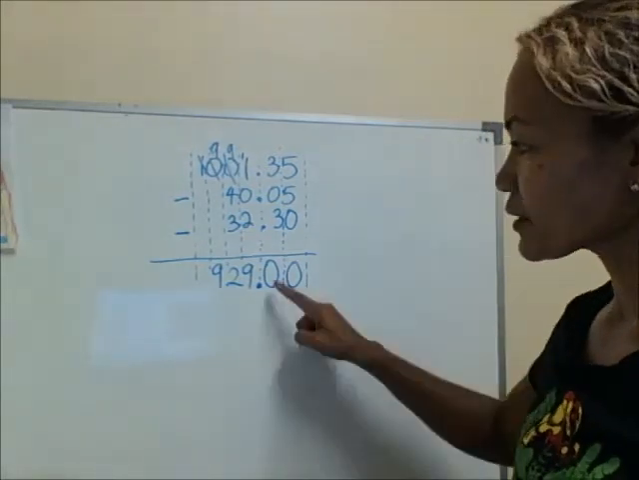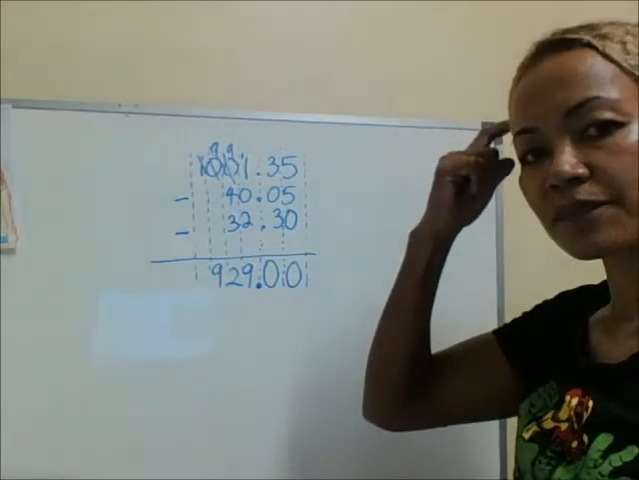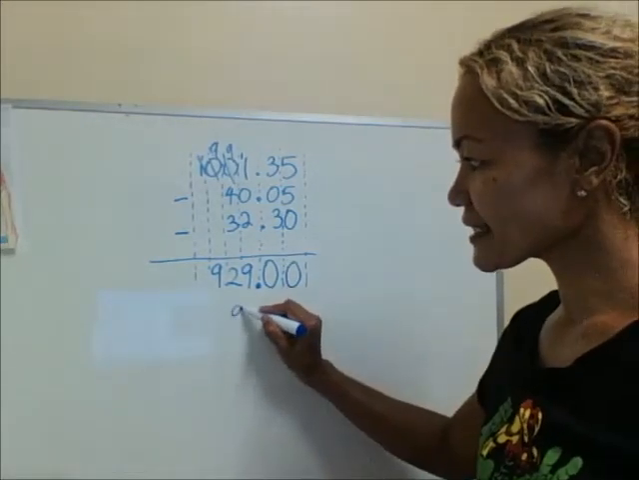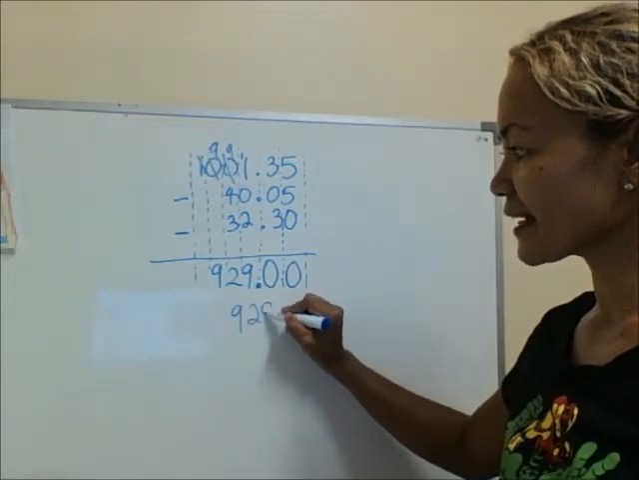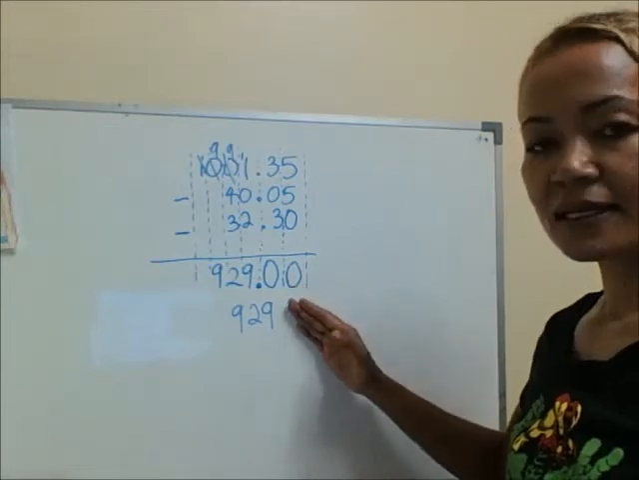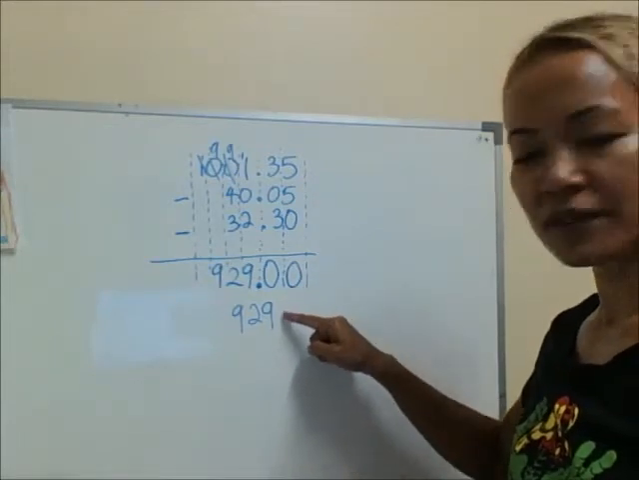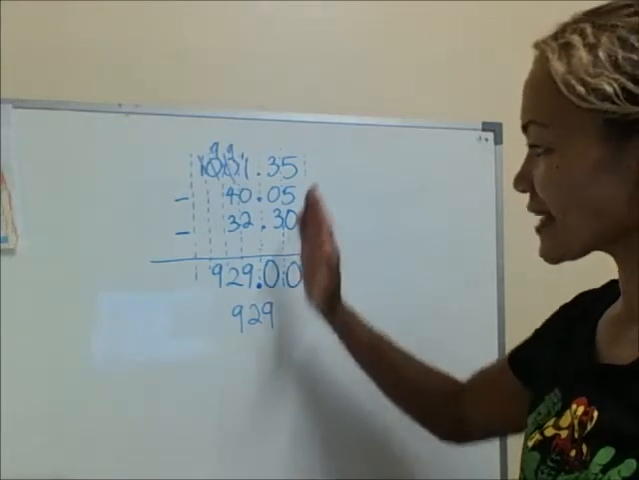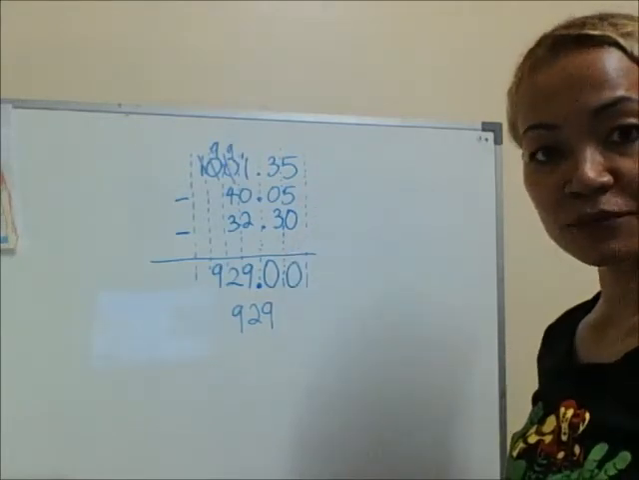Now because this is 929.00, you can rewrite it to just 929. But since this is specifically a decimal question, you might want to just put the zeros there to show as part of your working that you understand that's exactly what it's come to.